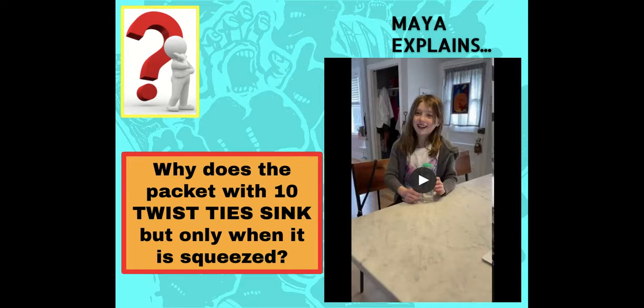So why does the packet with 10 twist ties sink, but only when it's squeezed? Now remember, we had a couple different packets, one that had no twist ties, one that had a few twist ties. Then there was one that had 10 twist ties, and when you squeeze the bottle, it will sink to the bottom. Now Maya will explain a little bit more.